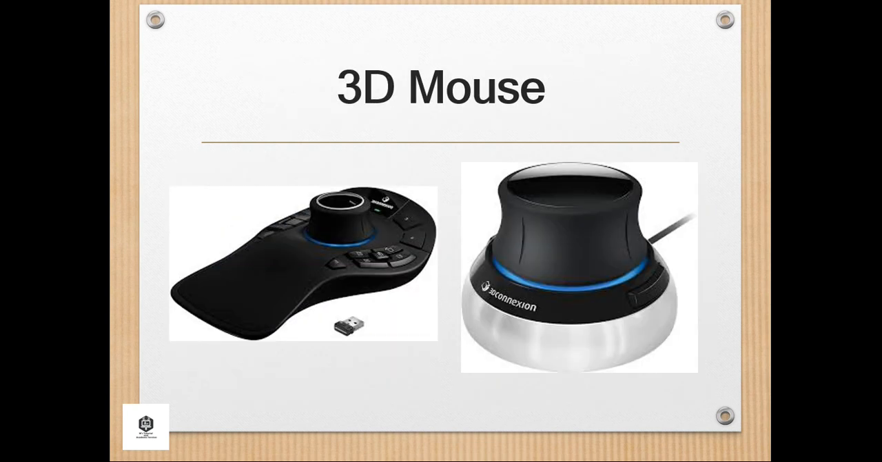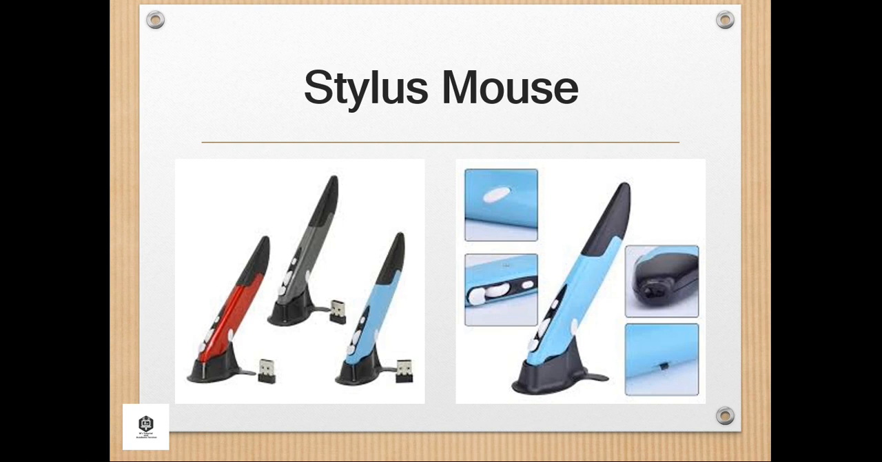Stylus Mouse. Stylus Mouse is another type of input device. This Stylus Mouse is used for high-volume graphic and drawing purposes, and it looks like a pen. The graphic and drawing tasks are performed on a special pad by artists.